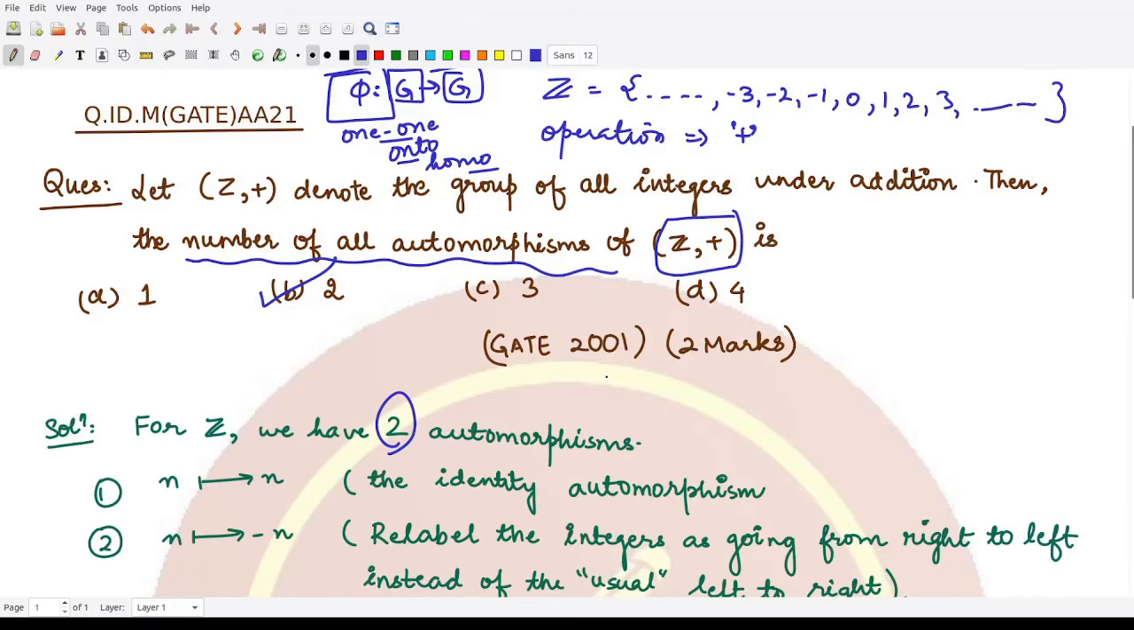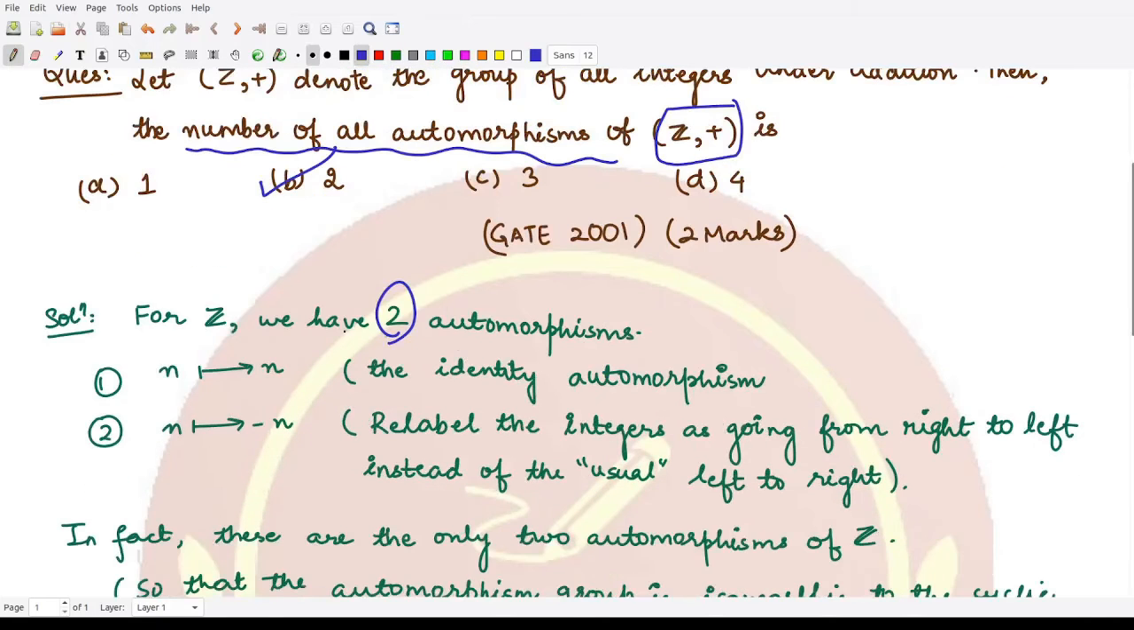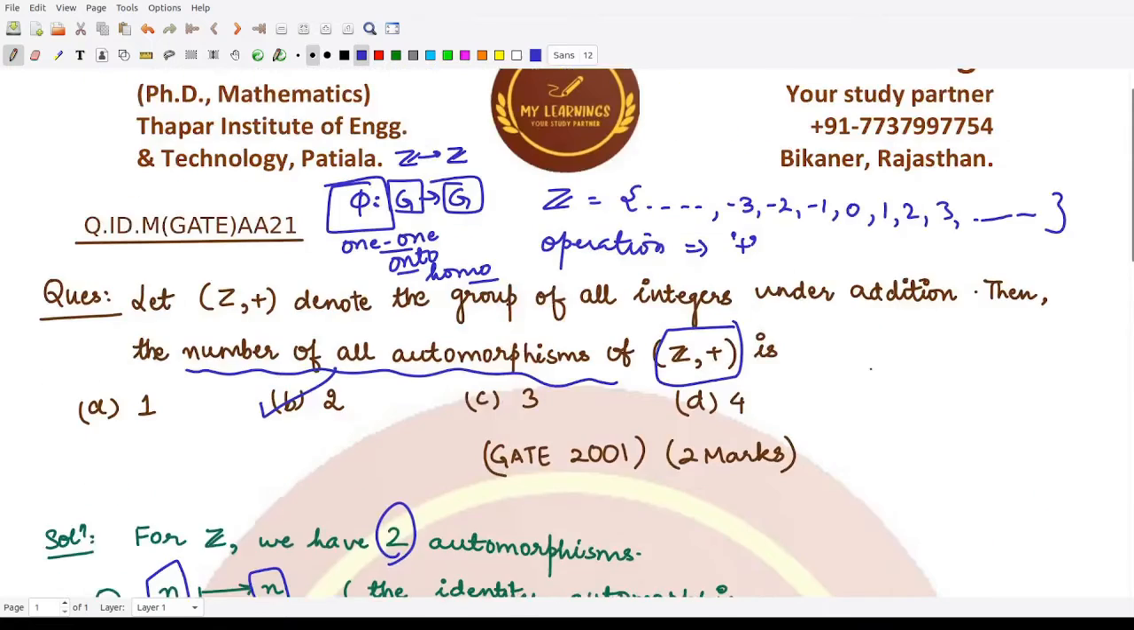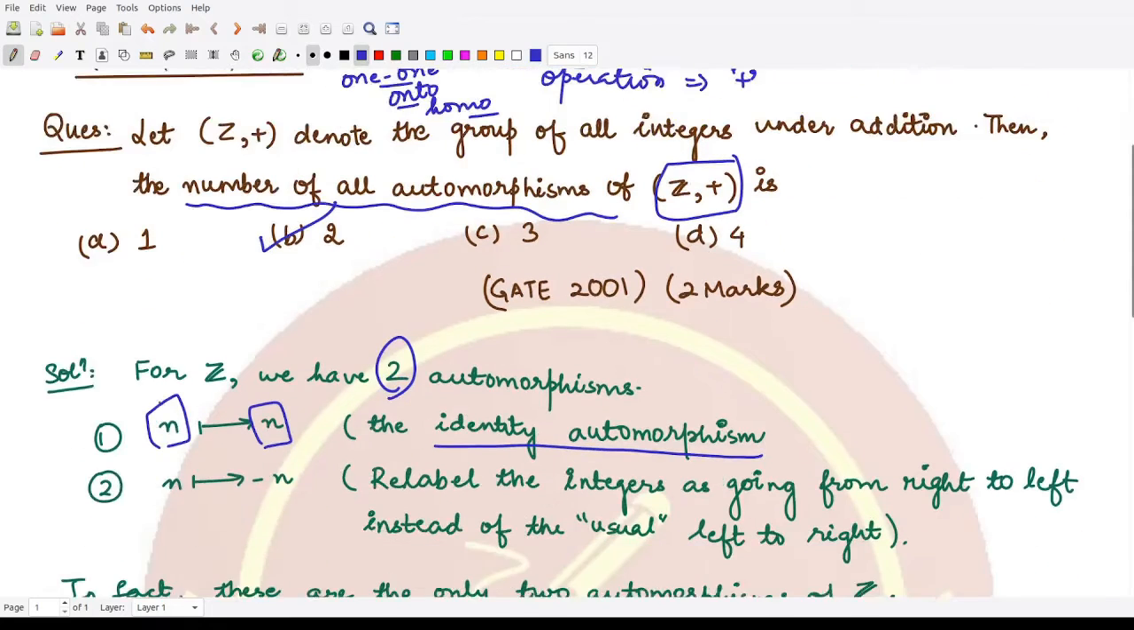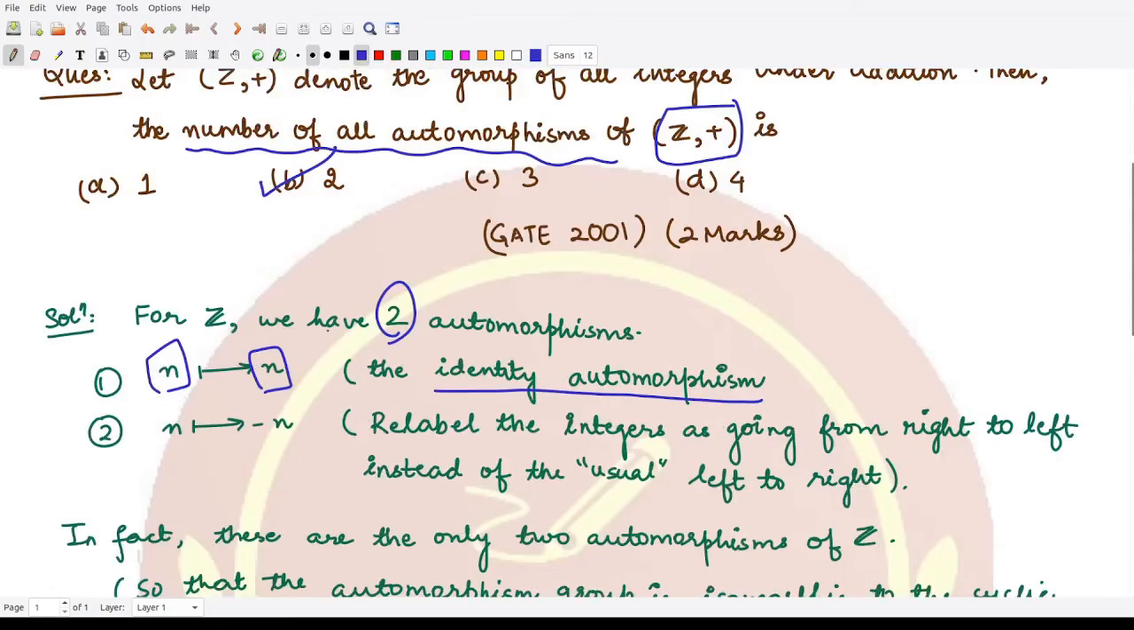Which automorphisms are there? The first automorphism is the identity automorphism. Here it takes the number n to the number n, so it is not doing anything. It is just taking 0 to 0, 1 to 1, 2 to 2, 3 to 3, minus 1 to minus 1, minus 2 to minus 2, minus 3 to minus 3, and so on for all the other elements. So you are again getting back the set of integers. So this is an automorphism, right?